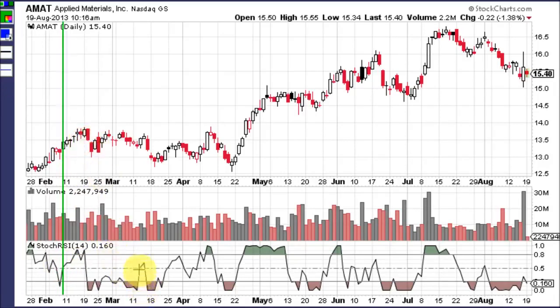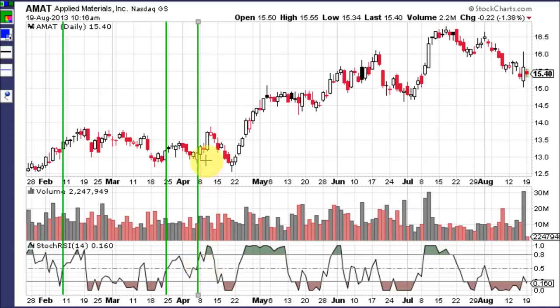The next instance was right here. It tried to get above all this resistance, but bigger red volume came in, sent it back down below 0.5, and the next buy signal came right here when Stoch RSI crossed back up through 0.5 and the stock did go up. Okay, then it becomes overbought here. Here is another signal right here when Stoch RSI broke above 0.5 and the stock rallied a few days.